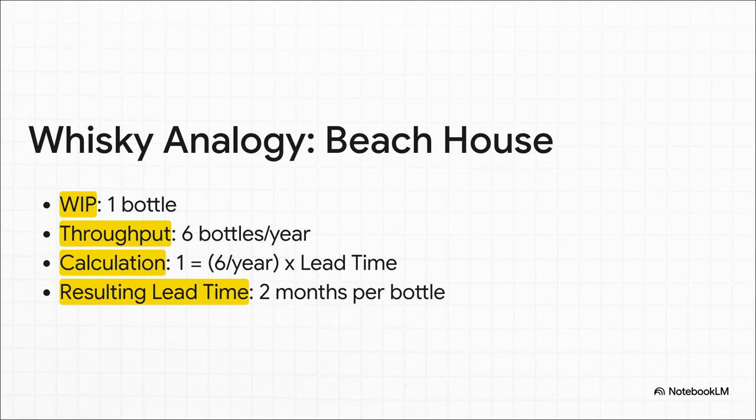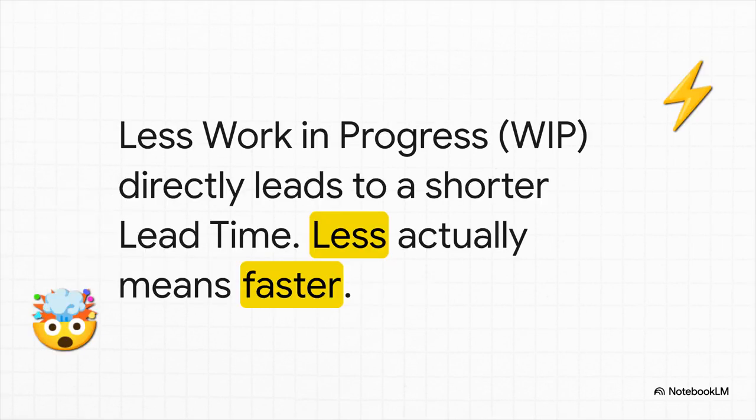Okay, now change the scene. You're at a beach house. You only have 1 bottle of whiskey. Your WIP is just 1. You still drink at the same rate, right? Your throughput is the same, 6 bottles a year. But look what happens to the lead time. That single bottle is gone in just 2 months. The lesson here is huge, and it feels completely backwards at first. By having less work in progress, by focusing on 1 bottle at a time, you finish each individual thing way, way faster. Less literally means faster.